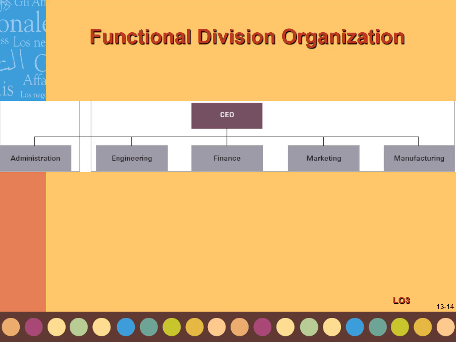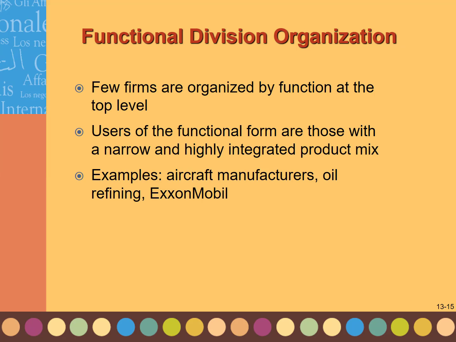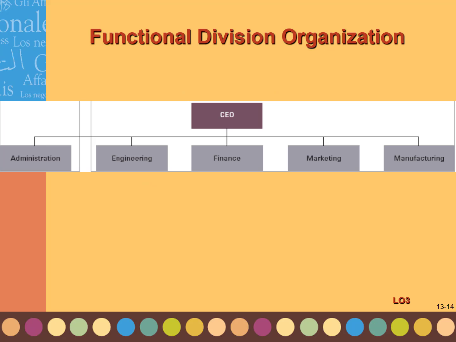Functional division. We'll just look at this very briefly. CEO, then under that you have administration, engineering, finance, marketing, manufacturing. These are very typical functional divisions within an organization. But you don't often see organizations controlled by functionality at the top level. For example, if we go back to this slide, if you were making planes, where would that exactly fit? Would they fit under marketing, under manufacturing, under engineering? You could see why that's not a good fit for a lot of companies.